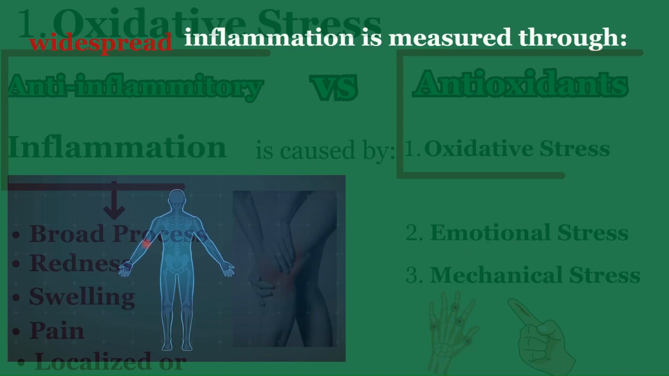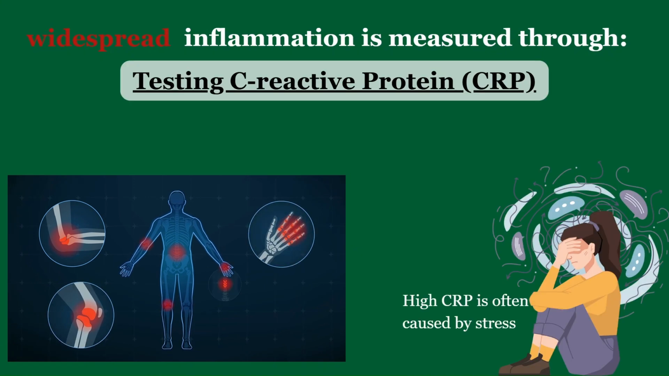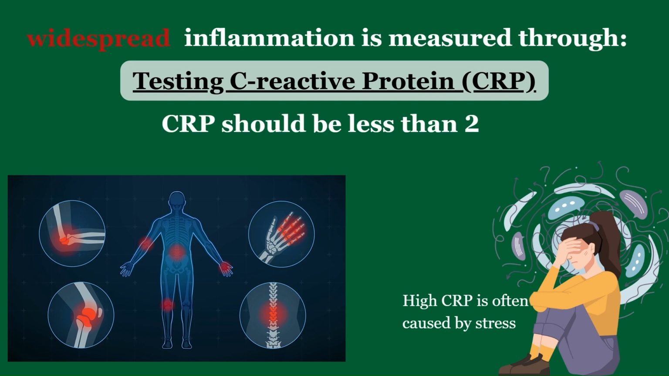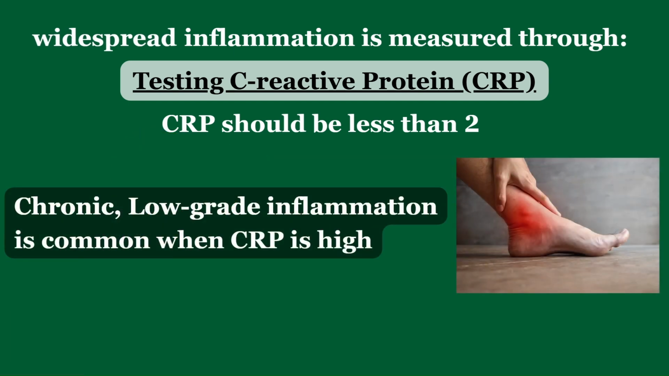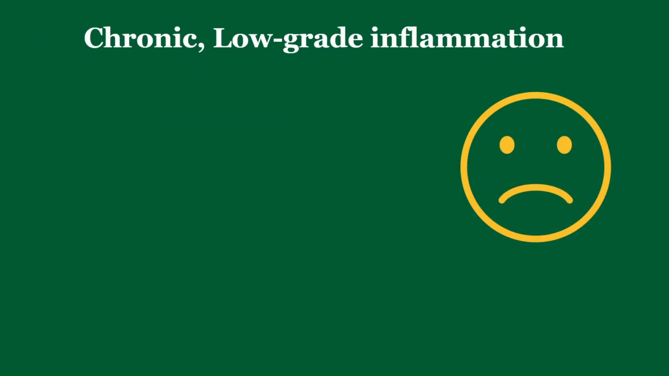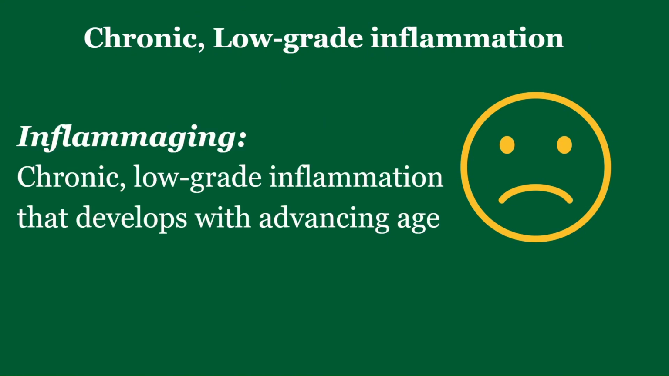We measure your widespread inflammation by testing C-reactive protein, or CRP, in your blood, which should be less than 2. Infections can shoot CRP over 100 acutely, and it's fairly common to have chronic, low-grade inflammation with a CRP always in the high single digits. But chronic low-grade inflammation is bad, and there's actually a new term for it called inflammaging in longevity studies.